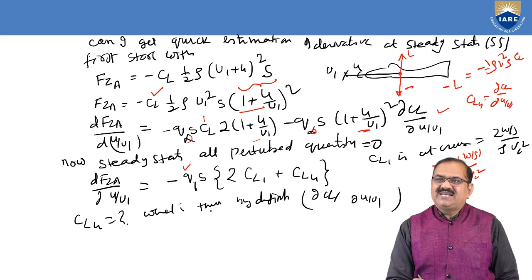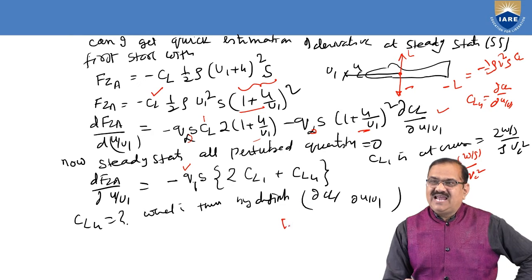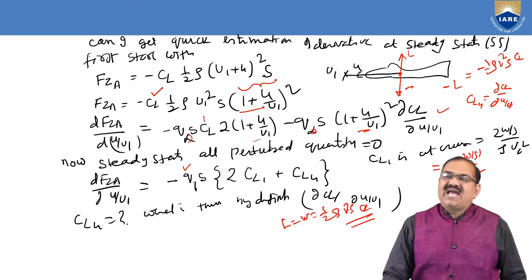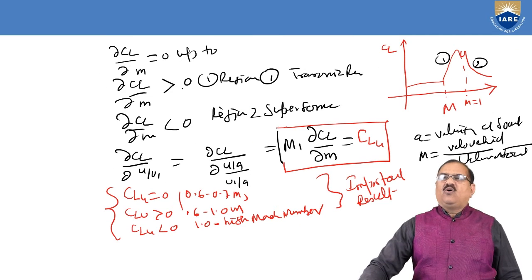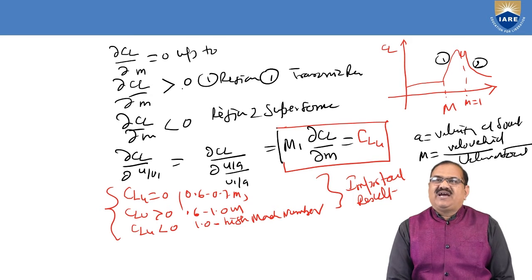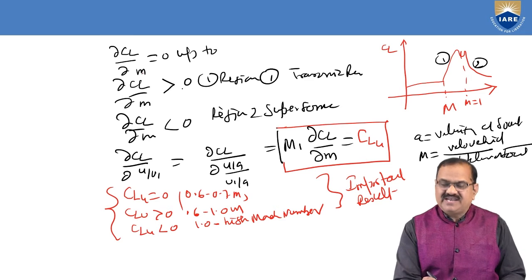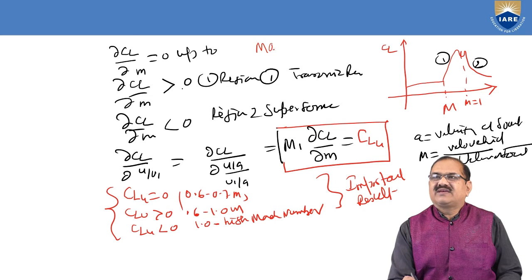So what is trim by definition? This trim means when L is equal to W, and half rho V square S CL. Okay, so in this way we can find it out, and this CLU is a very important derivative. Okay, now we have to see this. Just now we have found out dou CL by dou M is equal to 0. This M, what is it? It is not a moment, but it is a Mach number. M here is the Mach number.